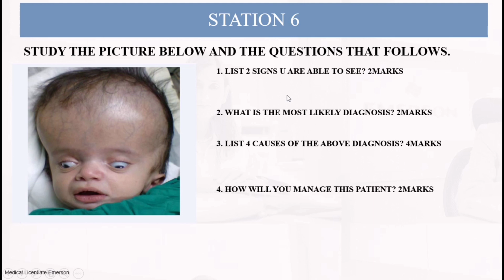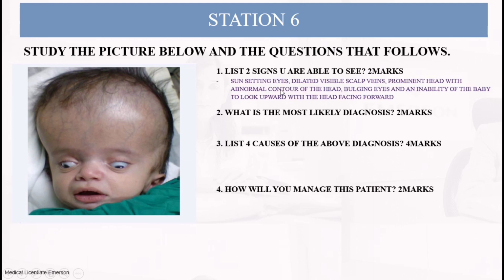So for the signs, we have sun-setting eyes. You can also see dilated visible scalp veins. Then you have your prominent head with the abnormal contour of the head. You have the bulging eye and inability of the baby to look upward with the head facing forward. But you can just stick with these two, because the others you might find hard to remember, but these ones are even typical. Okay. So what's the most likely diagnosis? This is most likely hydrocephalus.